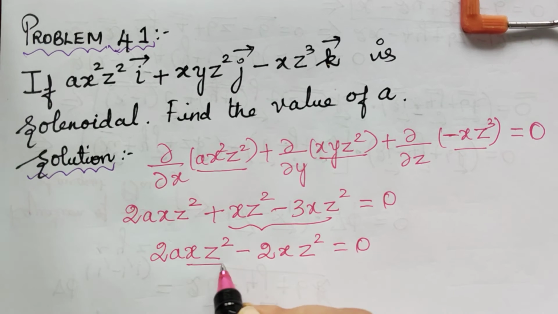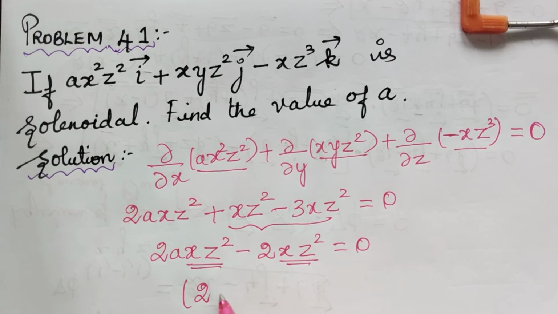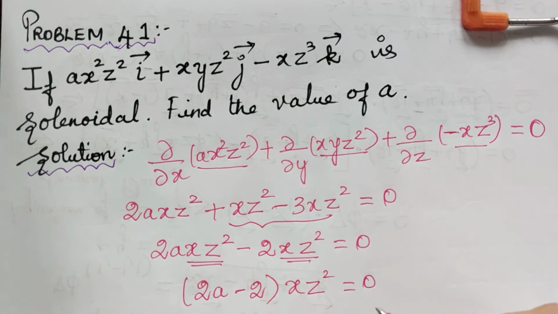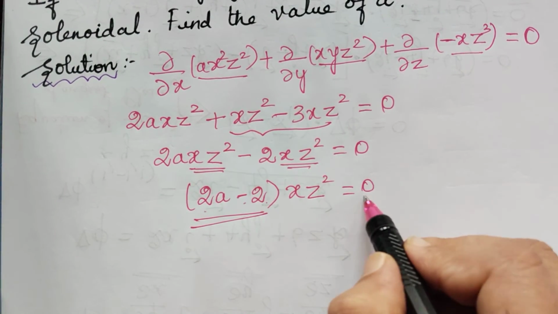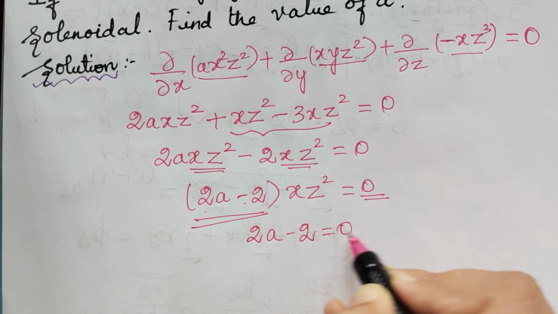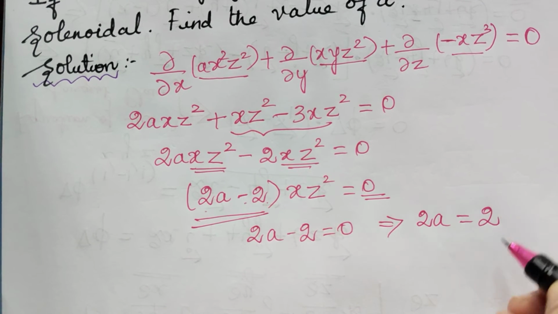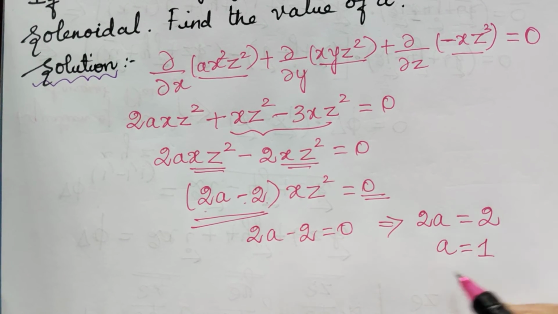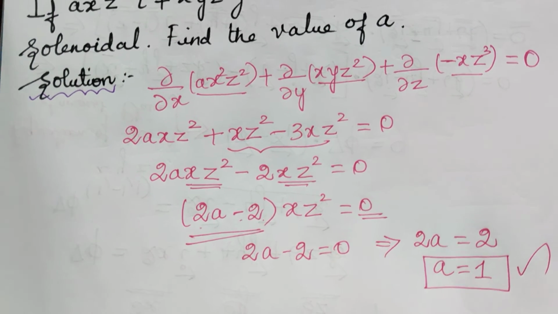Now in these two terms, x z square is common, and so we can take it common out. So 2a minus 2 gives us x z square is equal to 0. So from this we can equate this 2a minus 2 to be equal to 0. So from this we obtain 2a to be equal to 2, and the value of a is equal to 1. So therefore we have obtained the value of a to be equal to 1.